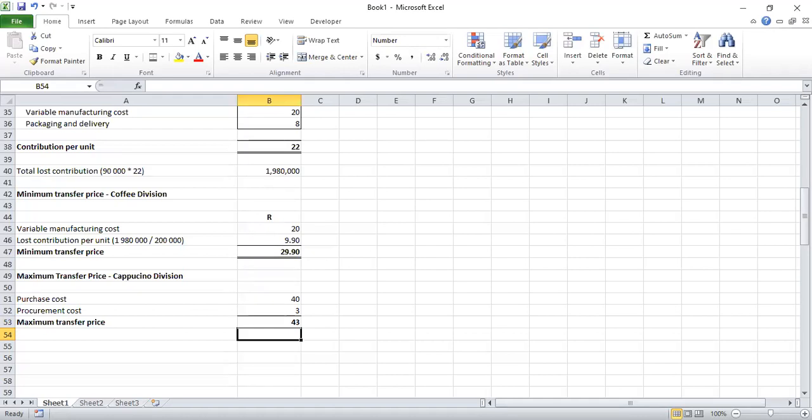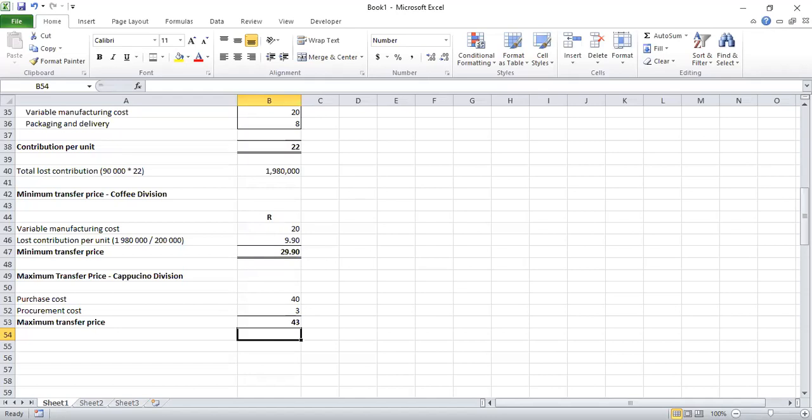So at the end of the day, we're saying any price between 29.90 and 43 may be beneficial to both parties. So at the end of the day, we now determine a price maybe somewhere in between there, which can benefit both parties. But remember that we said the decision should be in the best interest of the overall company.